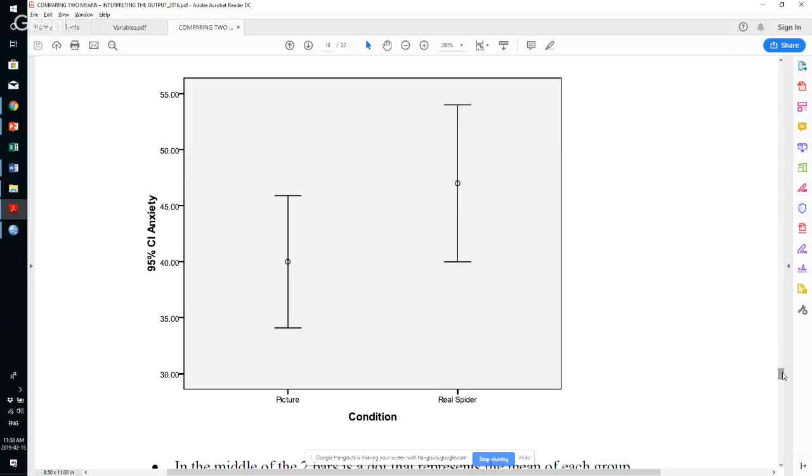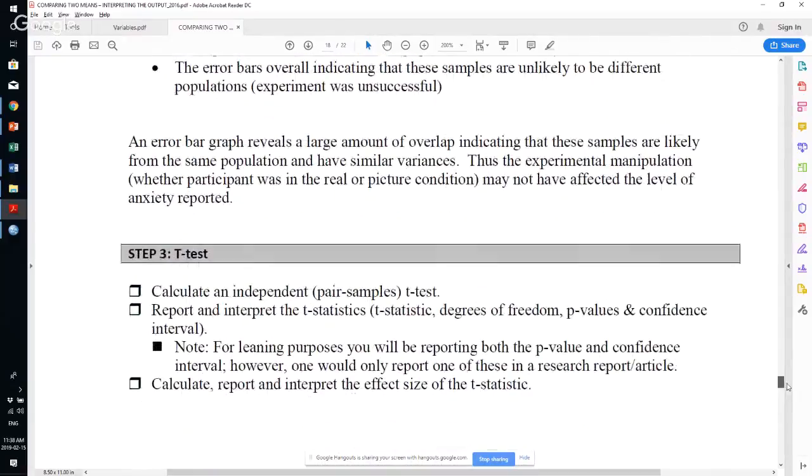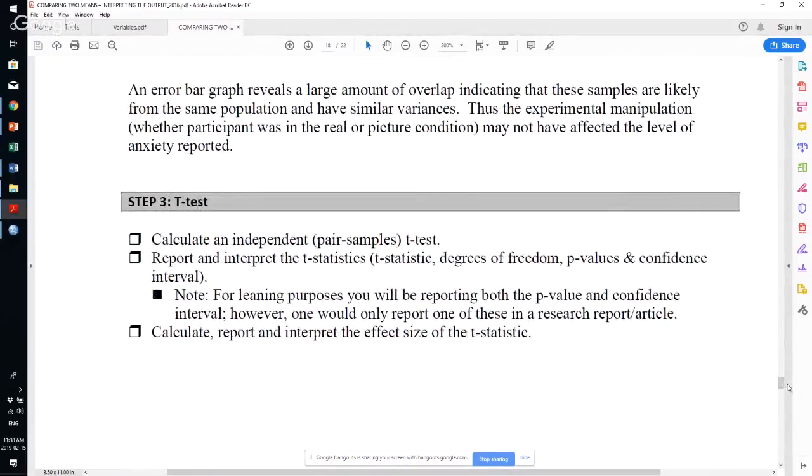There's overlap. There is a significant amount of overlap. So I would conclude that there's significant overlap in the error bars. Therefore, it looks like there might not have been a difference between the groups at all. Not a significant group difference. So I say that. They're probably from the same population, with the same environment. Most likely, whether someone saw a picture or a real spider, it had no effect.